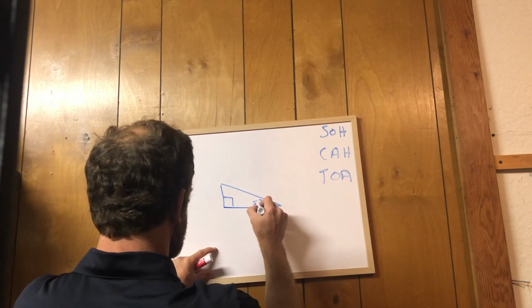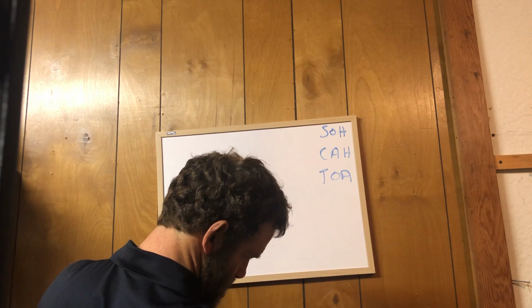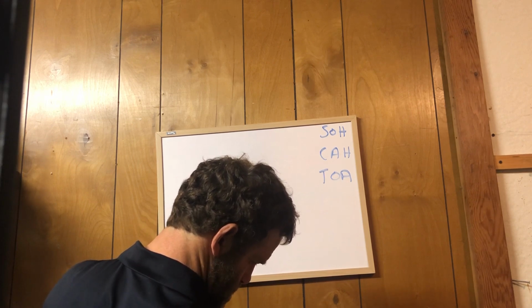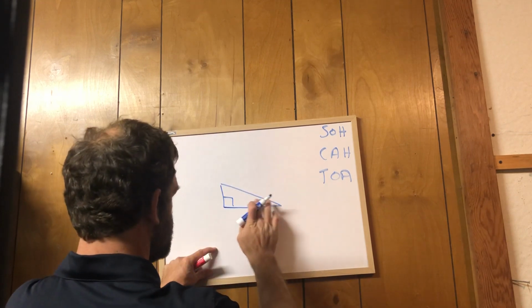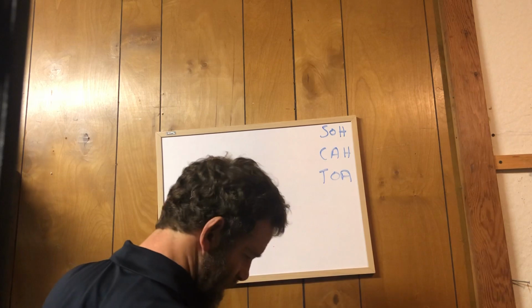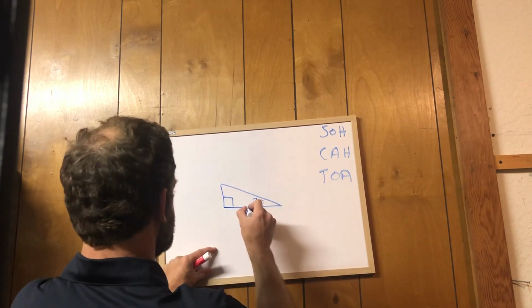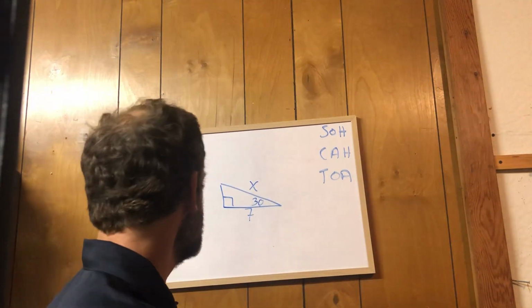Hold on. No, I'm going to change this. Let's say this is 30 degrees. This is 7, and this is X. You'll see why I'm telling you to change this in a second.